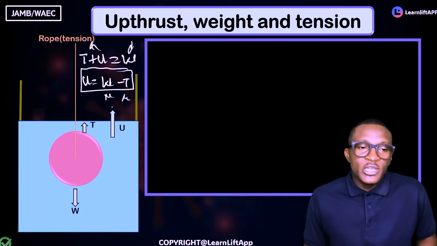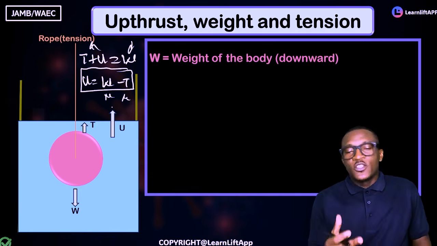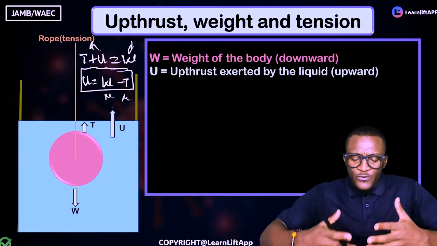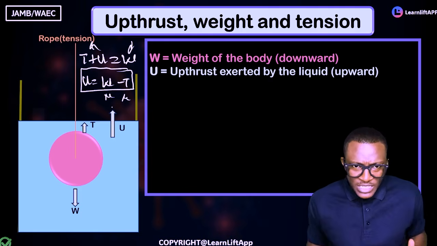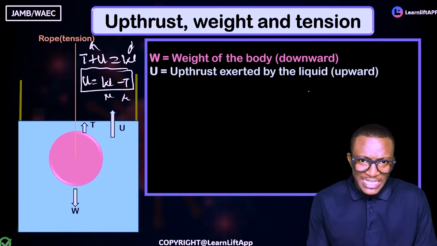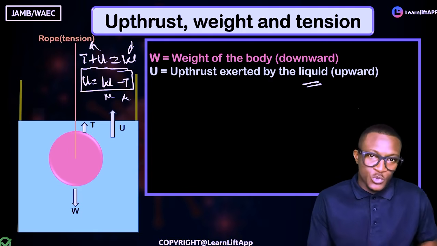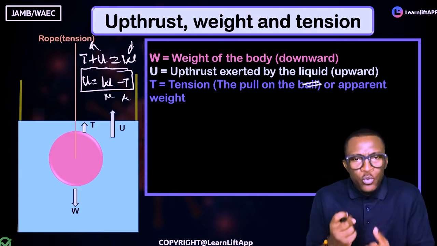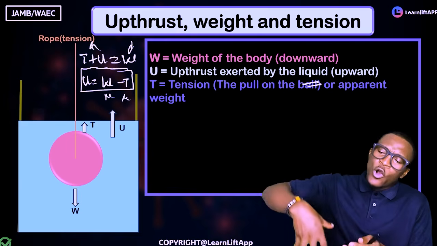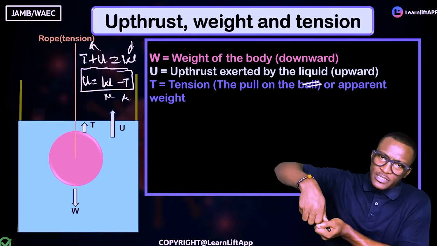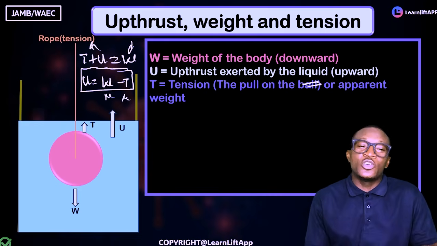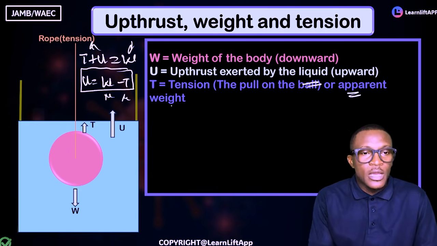Now let's label what we have. We said that weight is the weight of the body, which is acting downward. Talk about the upthrust, right? Which is the force from the fluid, which is, look at it, the force exerted by the water, the fluid. It's called the upthrust, which is acting what? Upward. And tension is the pull on the ball or that rope on the bucket. That pull you are putting on the ball or that rope on the bucket is called the what? Tension. It is called apparent weight.